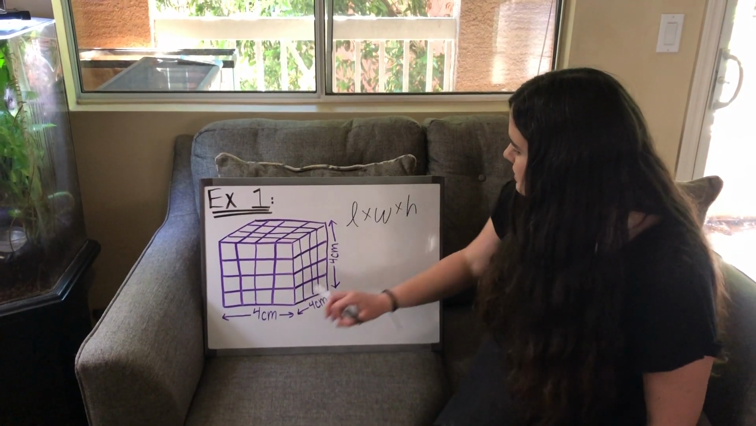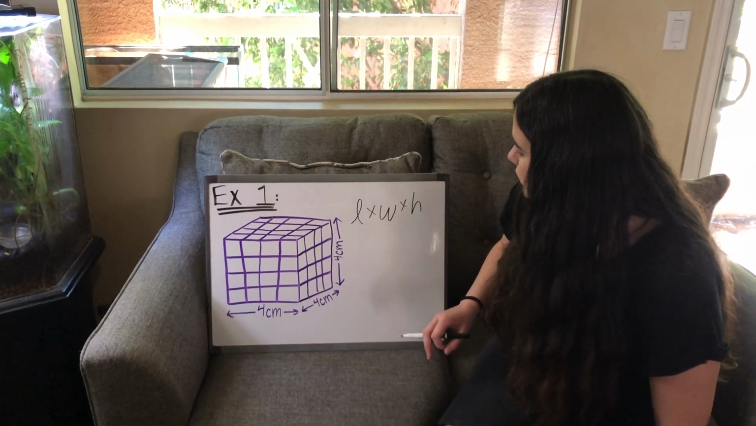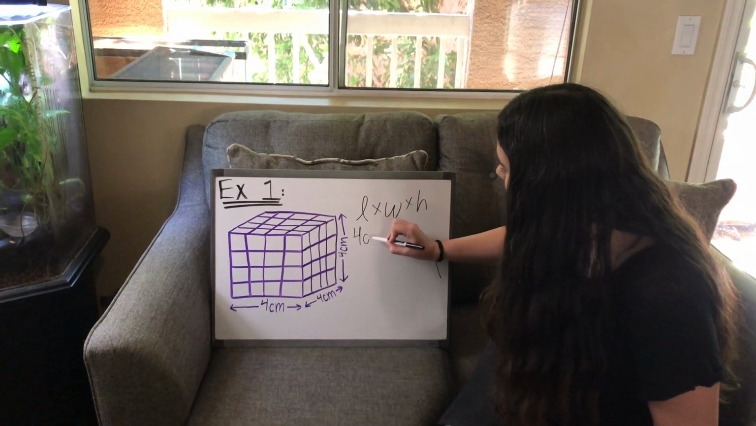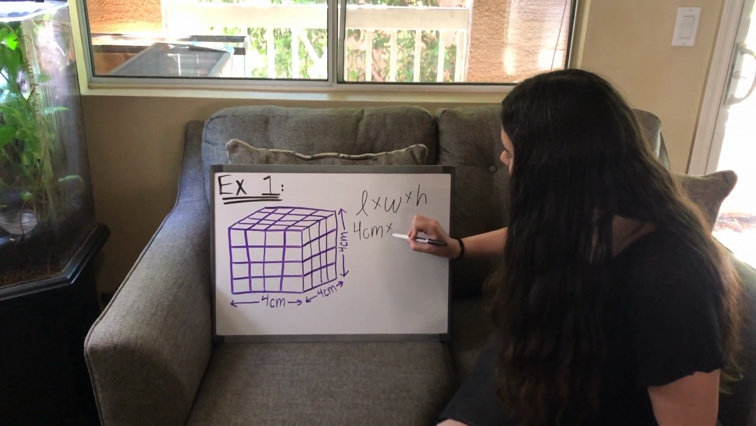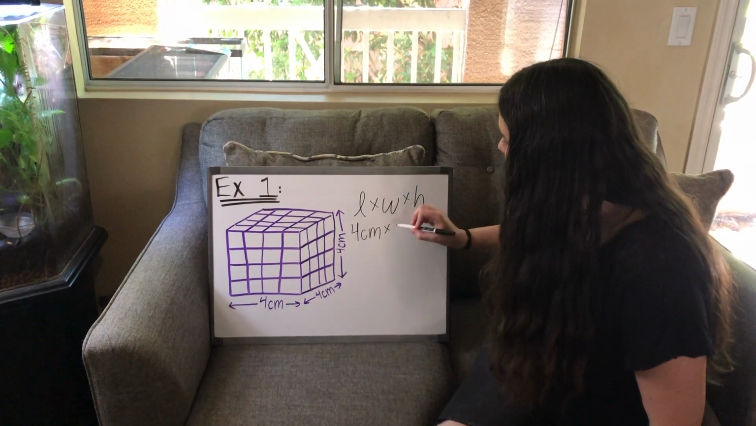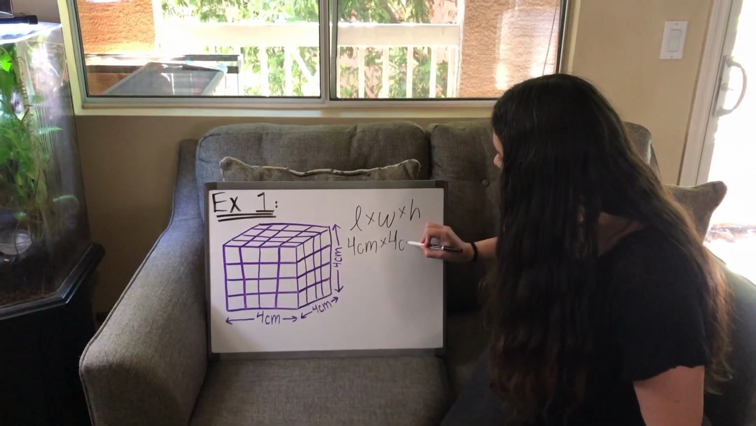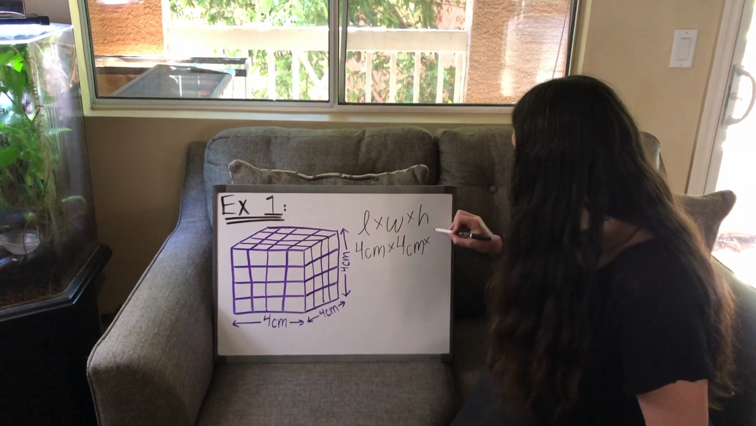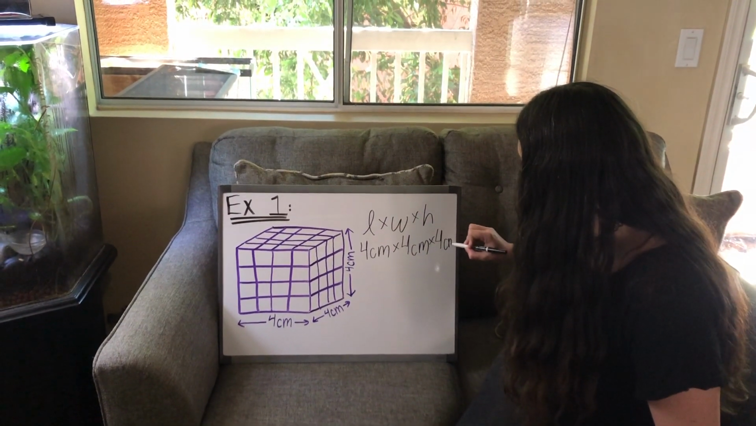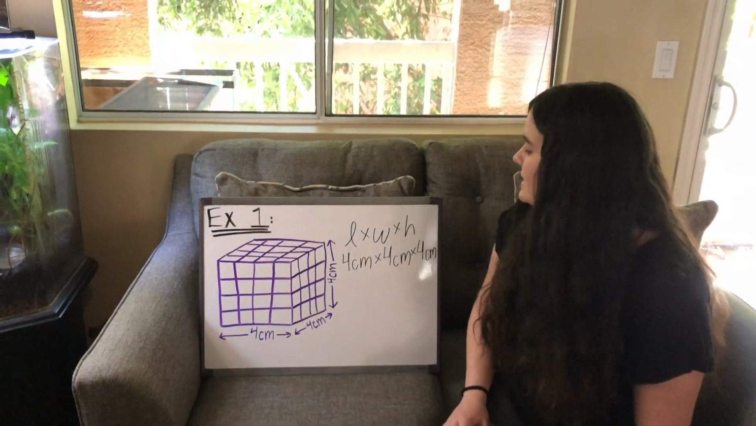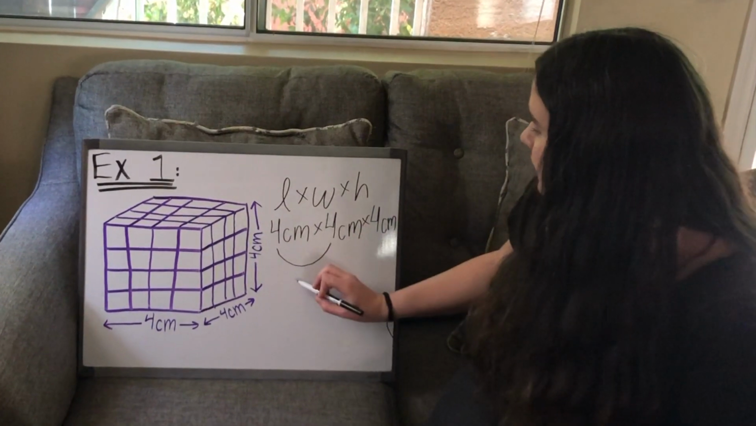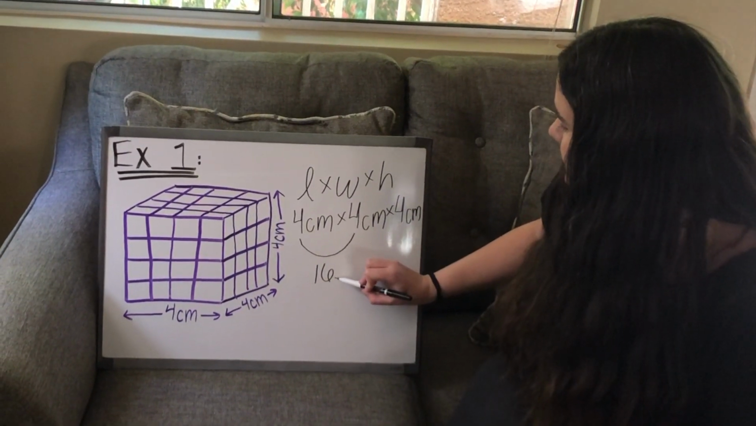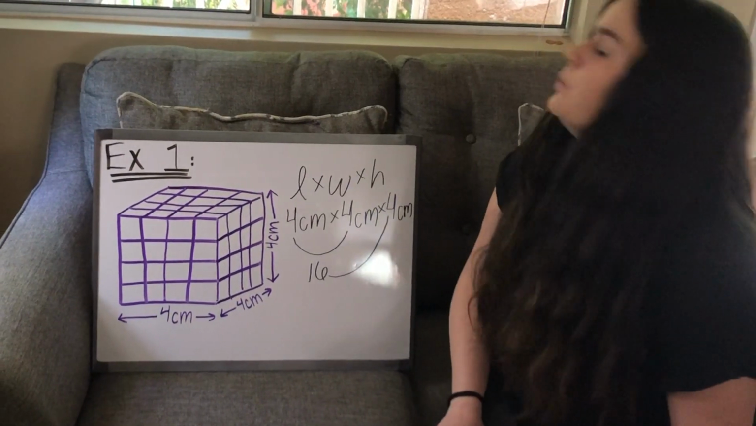So in this case, let's go ahead and plug in our information into our formula. Our length is 4 centimeters, times our width, which is also 4 centimeters, times our height, which is again 4 centimeters. Let's go ahead and multiply this out. 4 times 4 is 16. And then we're going to multiply 16 by 4 again, which is 64.